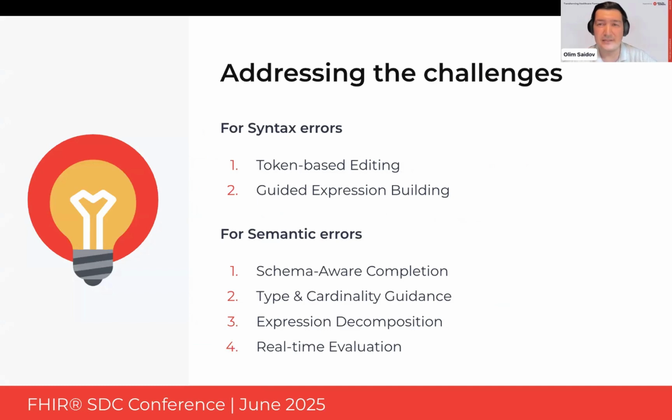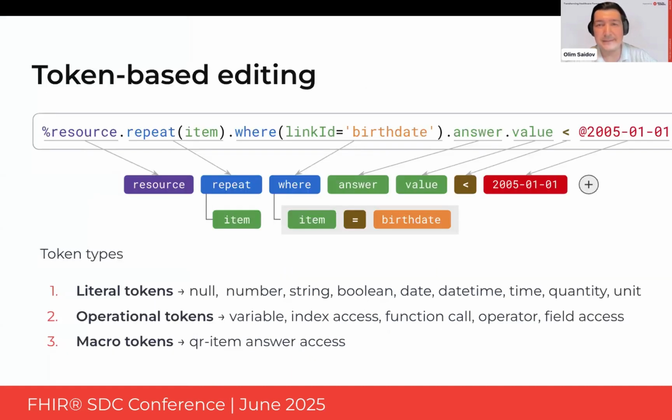After analyzing these challenges, we designed a solution that tackles both types of these errors. The key insight is: don't make users learn FHIRPath syntax and FHIR's data model. Instead, build an interface that embodies this knowledge, one that guides them through valid syntax, handles the complexity of collections and types, and turns assumptions into clear choices. So let's look at our solution.